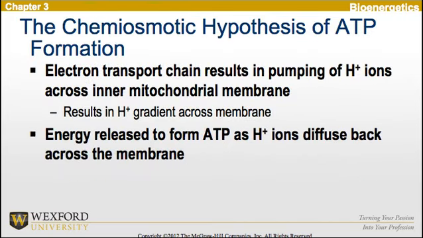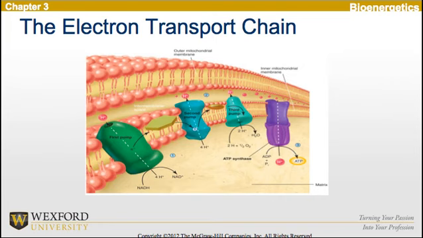Now looking closer at the chemiosmotic hypothesis of ATP formation, the electron transport chain results in a pumping of hydrogen proton ions across an inner mitochondrial membrane. This results in a hydrogen proton gradient across the membrane. Ultimately, energy is released to form ATP as hydrogen ions diffuse back across the membrane. This is an example of a diagram representing the electron transport chain.